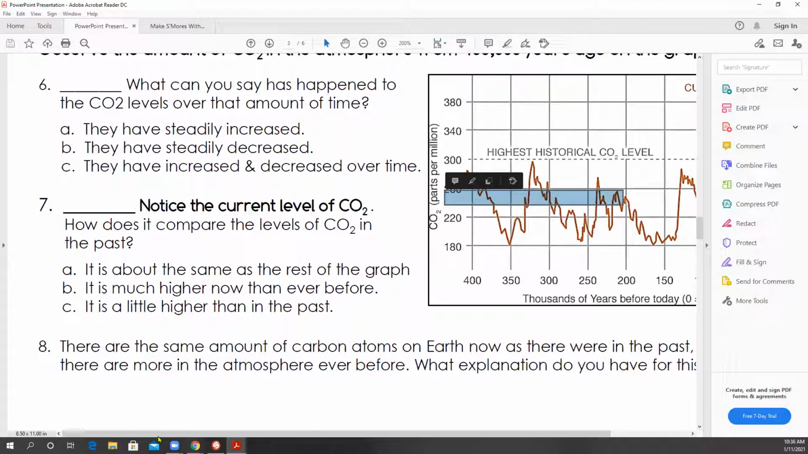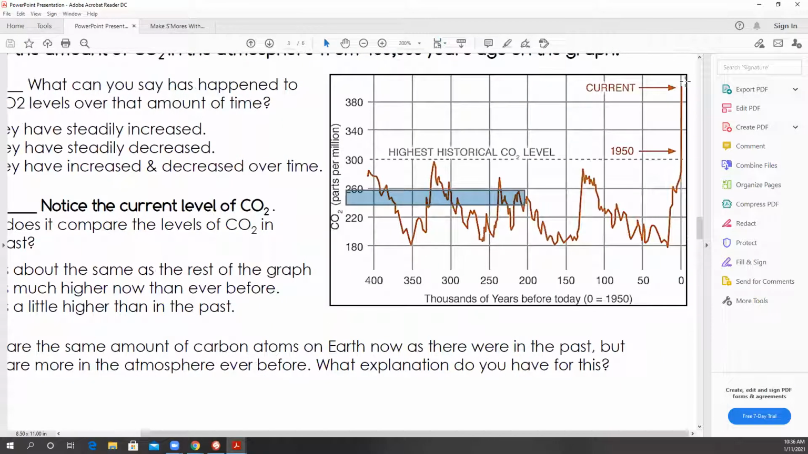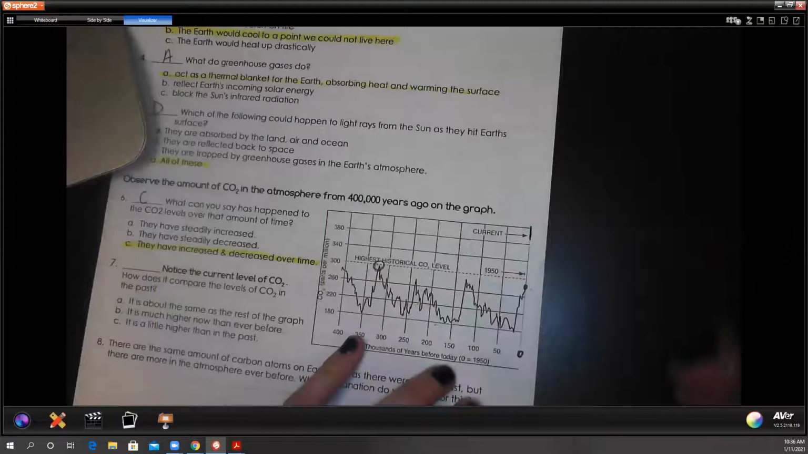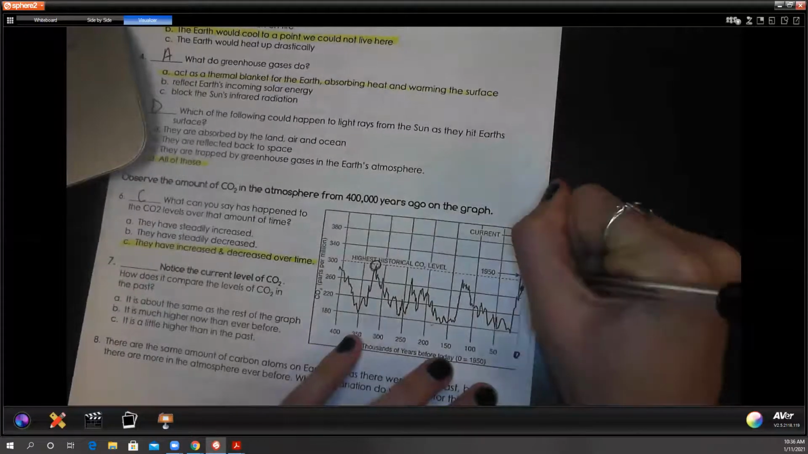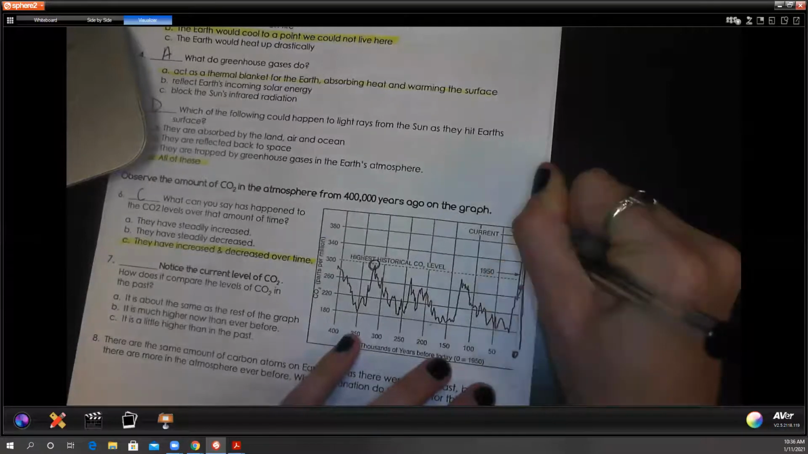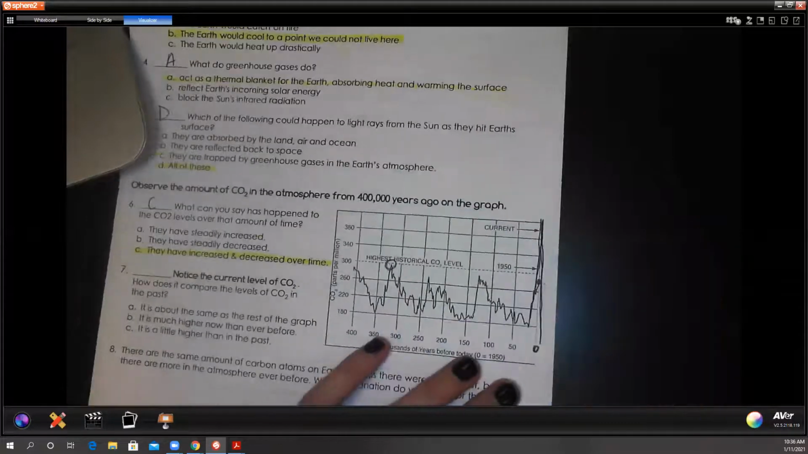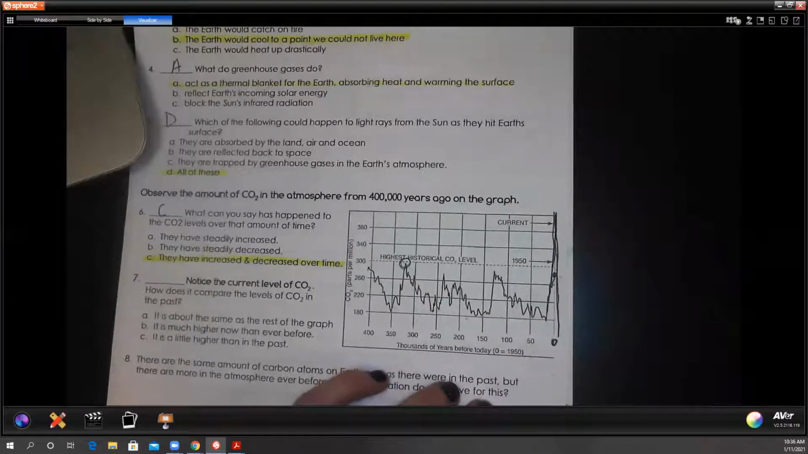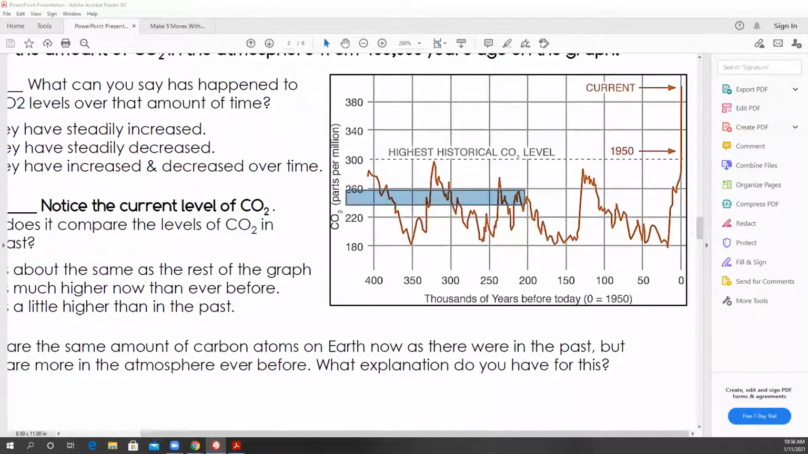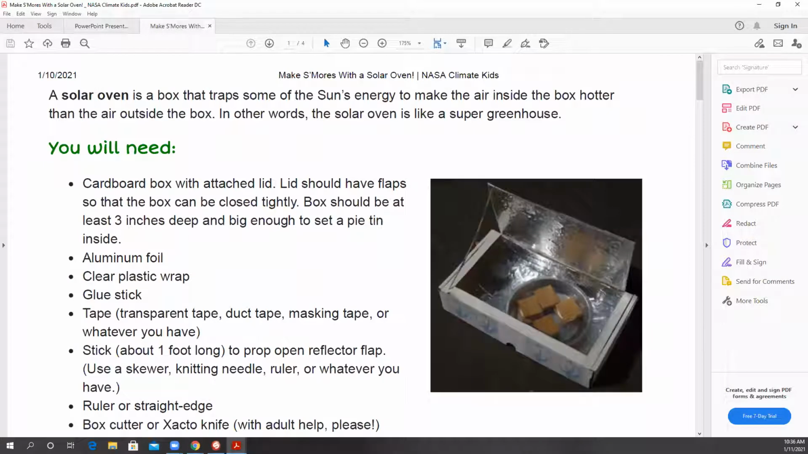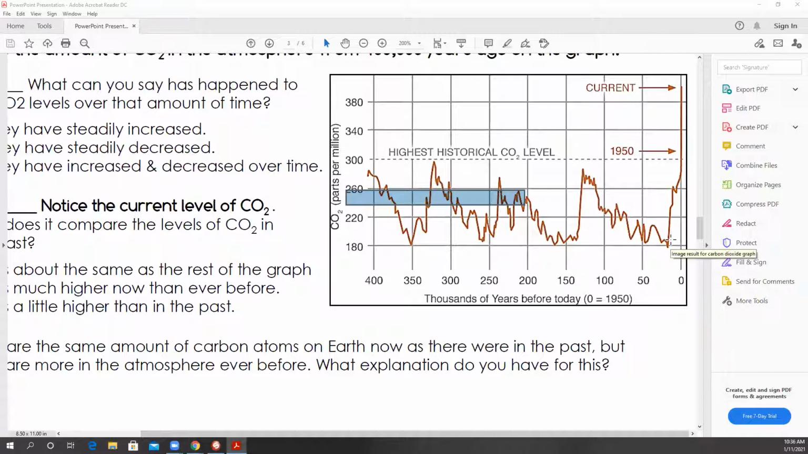It's supposed to be up here. So on yours, do me a favor and fix it. It's supposed to be all the way up here. So make that adjustment on your paper, please. I knew that it cut something off. Oops, this is the wrong paper. All right, so now what would our answer definitely be? Everybody call it out. B, it is much higher now than ever before.